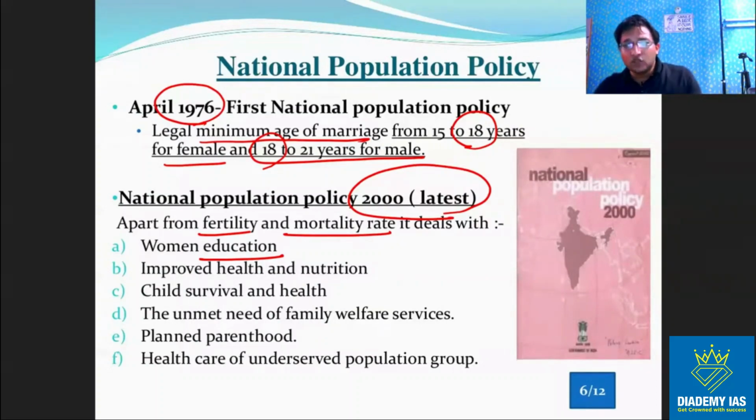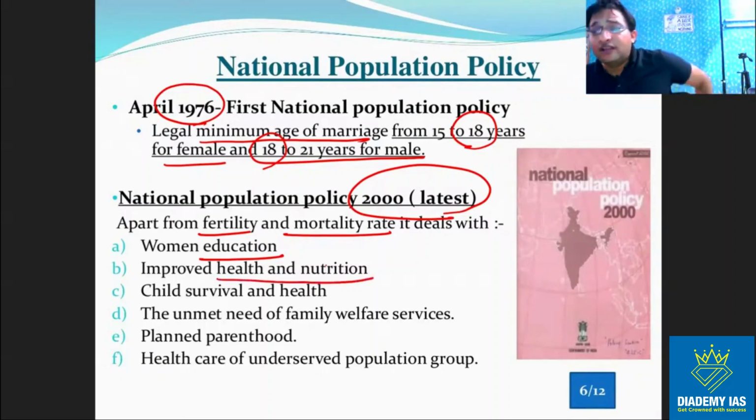ठीक है, तो दोनों का ही जो हेल्थ लेवल होता है वो पुअर होता है। So if we give more education to the women, they will be economically independent, and they can take their own decision when to produce the children. Improve health and nutrition. For that, we are talking about nutrition security, ASHA, Anganwadi system, and Janani Suraksha Yojana, Janani Shishu Suraksha Yojana, right? Lot of new schemes are coming for health and nutrition. Child survival and health. Again, the concept of ICDS, Integrated Child Development Scheme, immunization programs, right? All these programs are there.